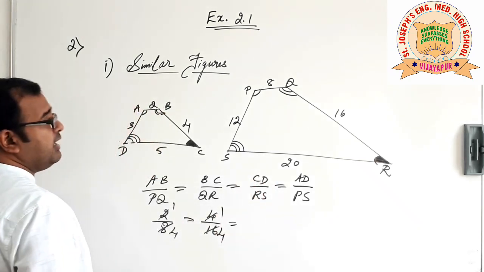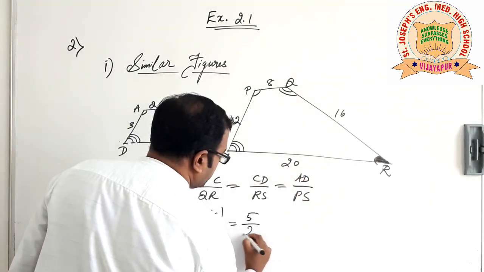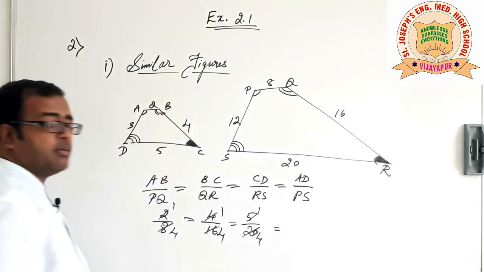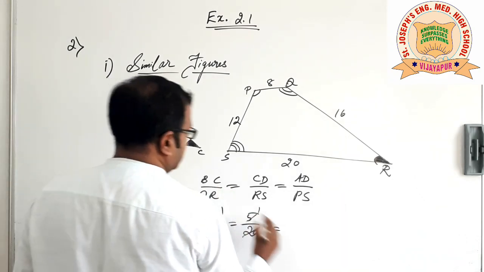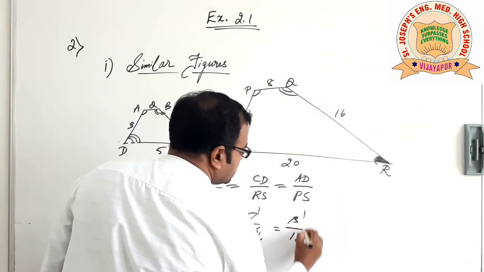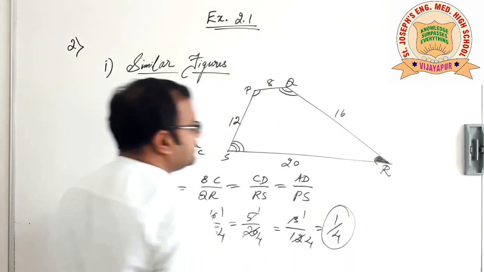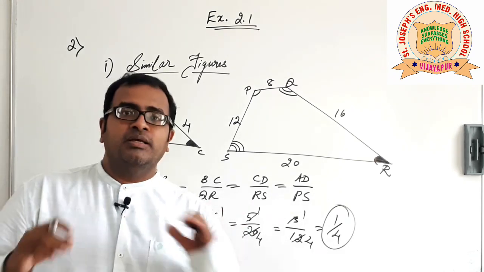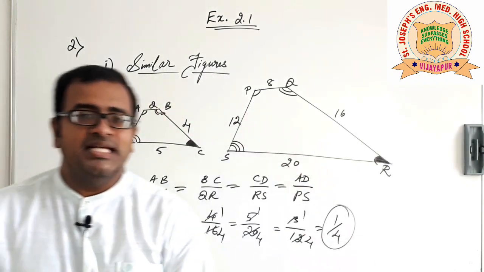What about CD by RS? CD is 5, RS is 20. So 5 upon 20. 5 ones are 5, 5 fours are 20. Again it is 1 upon 4. And last but not the least, AD, which is 3 divided by PS, which is 12. 3 ones are 3, 3 fours are 12. So 1 upon 4 is the scale factor. There is a common ratio for all of them. That means the sides are in proportion, which means these two figures are similar.